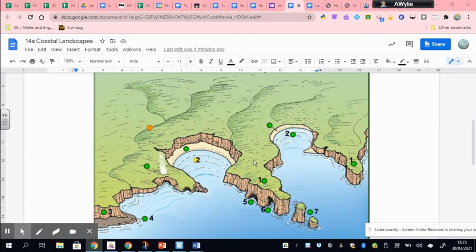Okay, so there are your 7 features. Just to review them, you have your headland, number 1, your bay, number 2, your cliff, number 3, your wave-cut platform, number 4, your cave, number 5, your natural arch, number 6, and your sea stack, number 7. And of course, what you need to do is write a description for each of those features. How would you describe the feature?